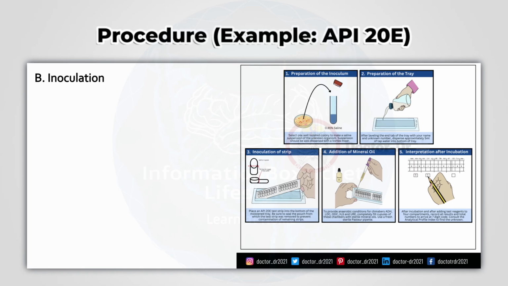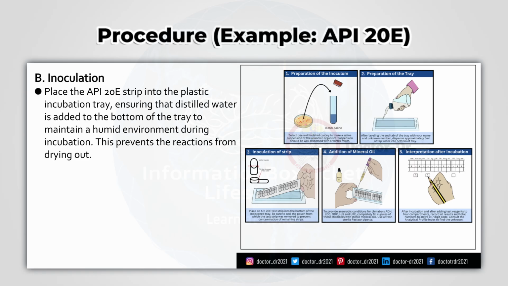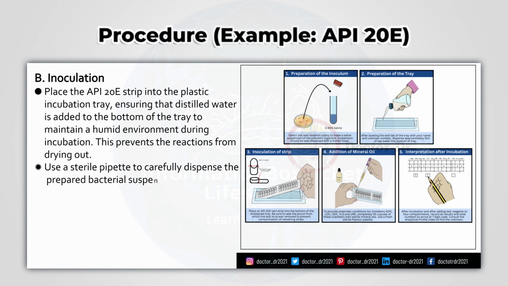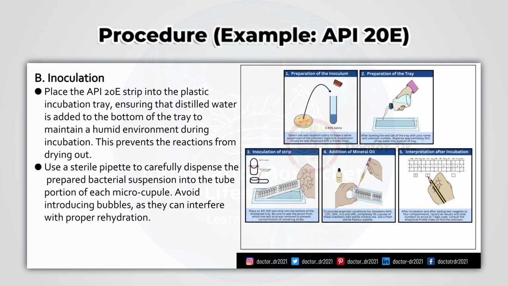B. Inoculation. Place the API 20E strip into the plastic incubation tray, ensuring that distilled water is added to the bottom of the tray to maintain a humid environment during incubation. This prevents the reactions from drying out. Use a sterile pipette to carefully dispense the prepared bacterial suspension into the tube portion of each microcupule. Avoid introducing bubbles, as they can interfere with proper rehydration.